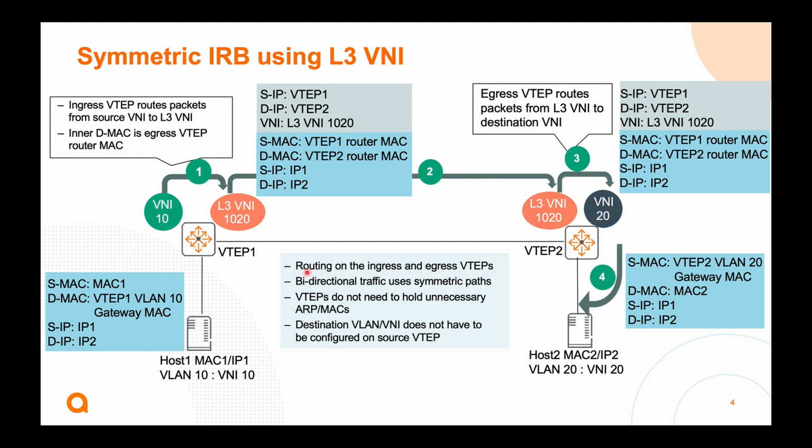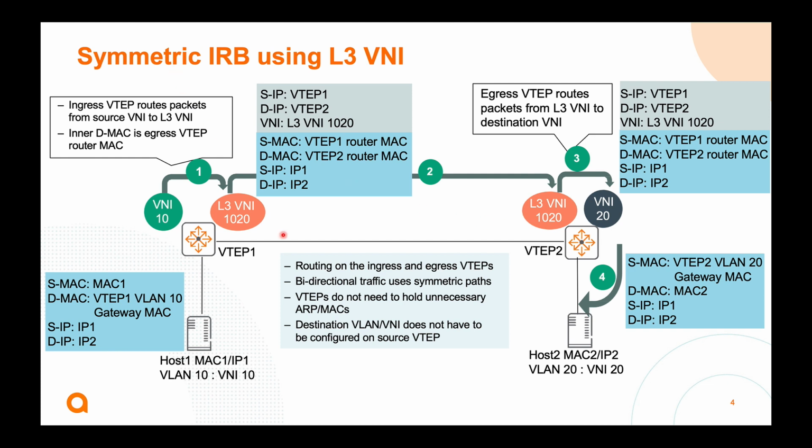So you can see that routing is done on both the ingress and egress VTAPs. It's bidirectional. It uses symmetric paths. Symmetric meaning from left to right is using 10 and 1020, the layer 3 VNI, and 20 to exit. From right to left is 20, the middle 1020 VNI, and it exits using VNI 10. So both left to right and right to left, they both use the layer 3 VNI 1020 in the middle.